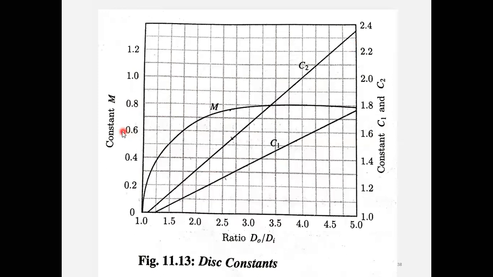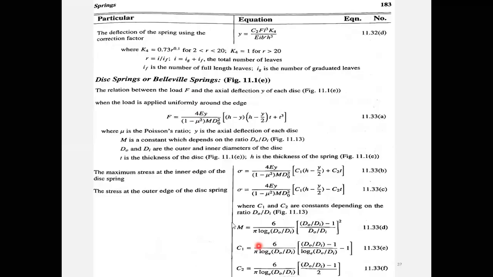These are the disc constants of whatever disc spring you are designing. These m, C1, C2 are the disc constants that are obtained by the ratio of d naught by di, where d naught is the outer diameter of the disc and di is the inner diameter of the disc.